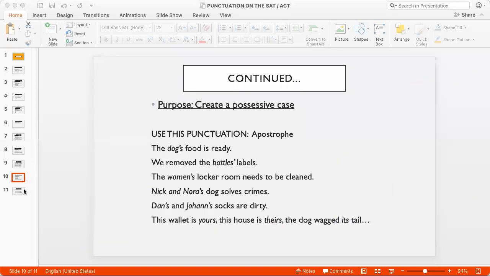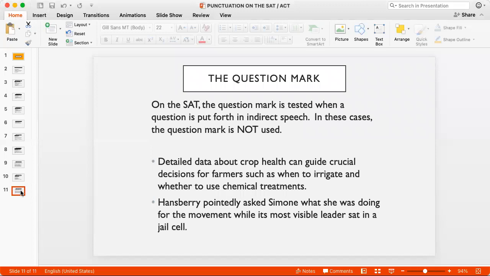Okay, and let's go to the next one, the question mark. The question mark is interesting because it is not very frequently tested on these exams, but there is one area where some question mark questions have started coming recently, and that is when you are asking a question in indirect speech, right? So what do I mean by that?